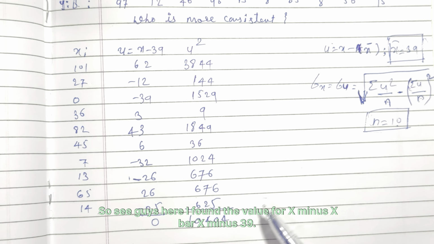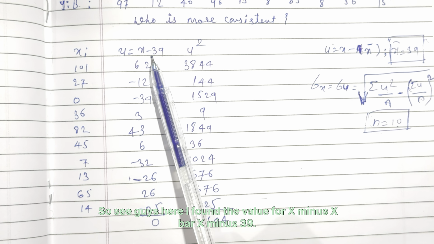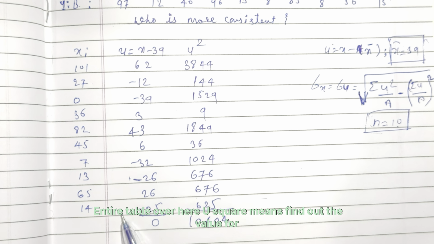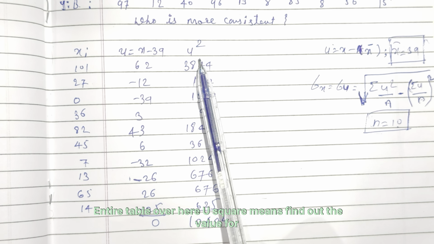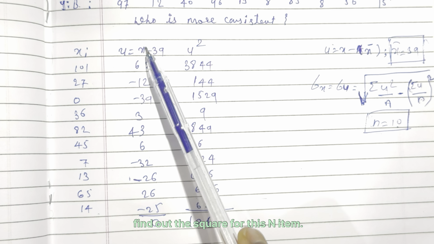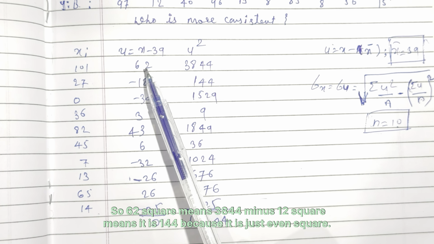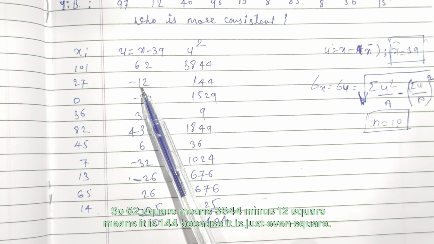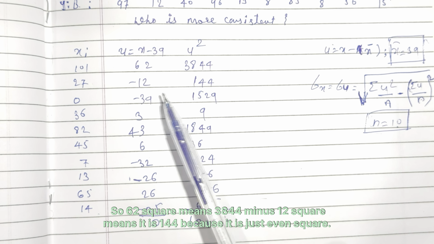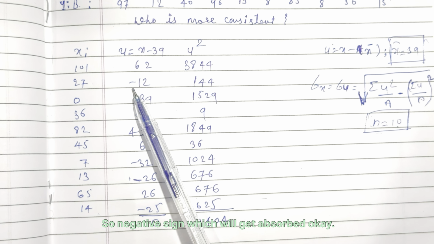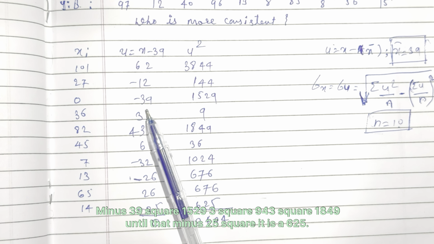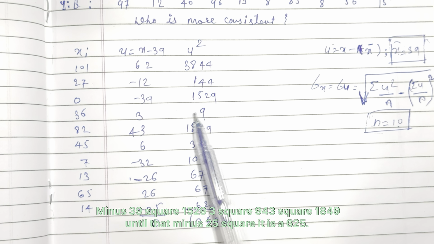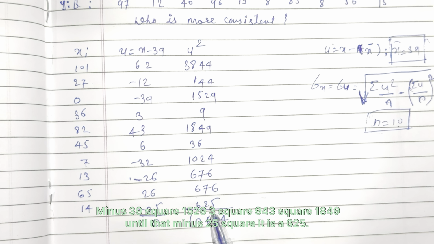So see guys, here I found the value for x minus x bar, x minus 39, the entire table over here. u square means find the square of this entire term. So 62 square is 3844, minus 12 square is 144, because it is an even power, the negative sign gets absorbed. Okay, minus 39 square is 1521, 43 square is 1849, and so on until minus 25 square, which is 625.